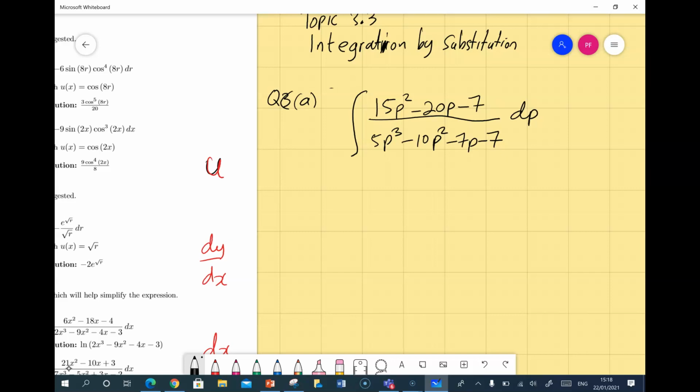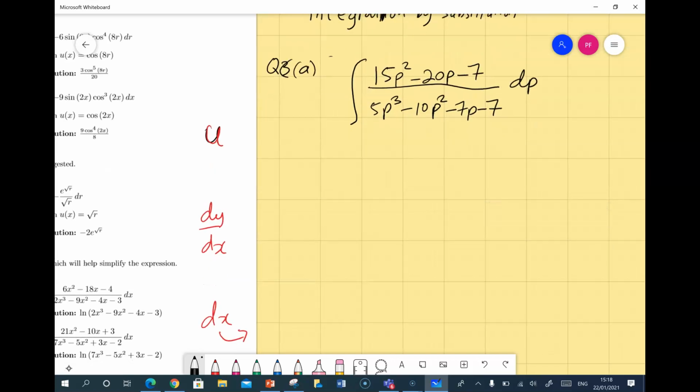The first step is we have to pick a u. Now remember, whatever you pick for u, when you differentiate it, it needs to look like something else. So it's clear here that if I differentiate 5p cubed, I'll end up with 15p squared. So it stands to reason that I might try and let u be the entire bottom line. And sure, if I'm wrong, I'm wrong. I can go back and try again. So u is 5p cubed minus 10p squared minus 7p minus 7.